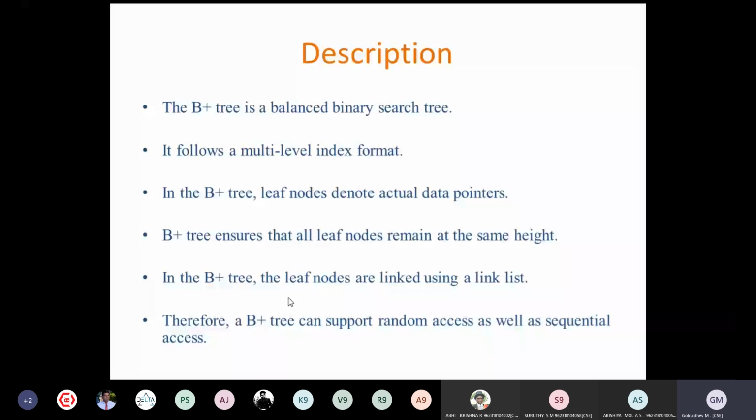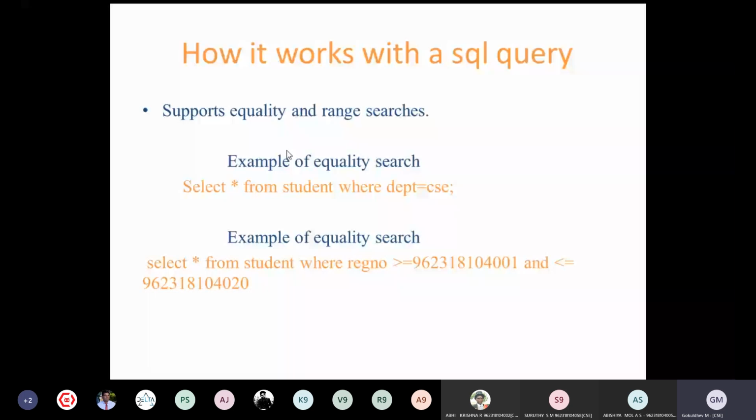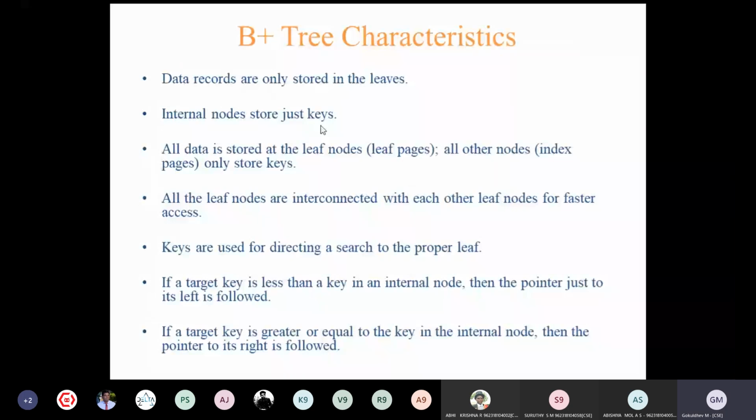Fine. Then the characteristics of the B plus tree. Again, we know the data records are only stored in the leaves. That's the thing we studied earlier. The leaves will consist of only the data records, and the internal nodes are just keys, right? So again, you should remember, when you are studying terms like keys, the keys may be values of an attribute.